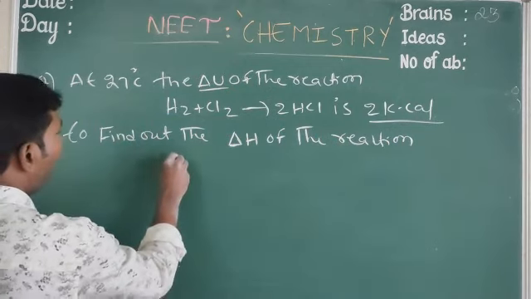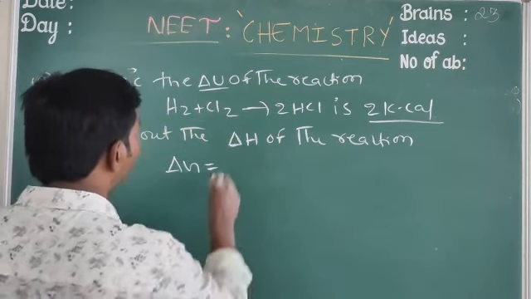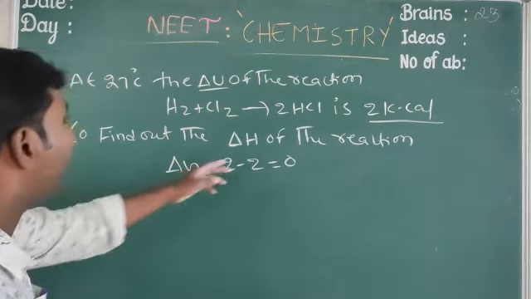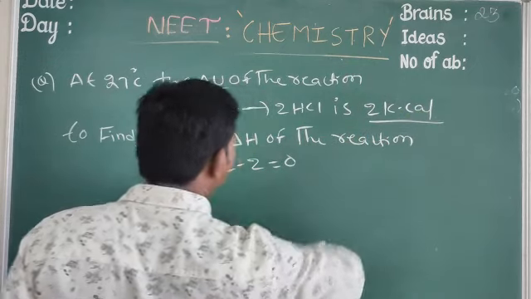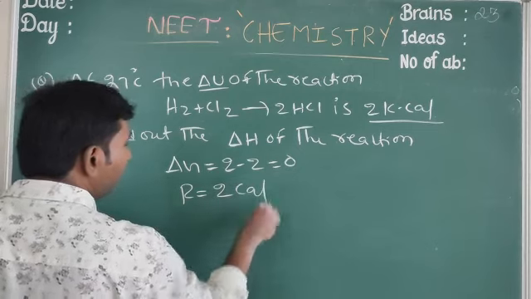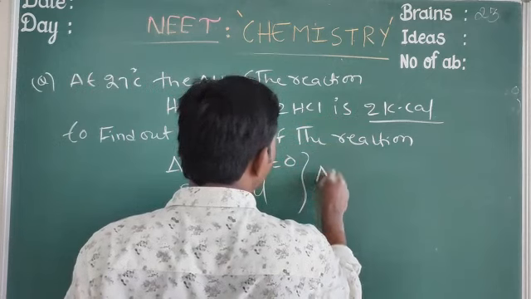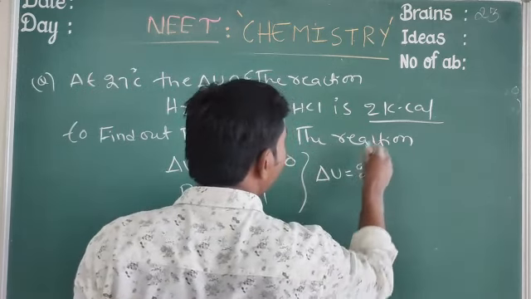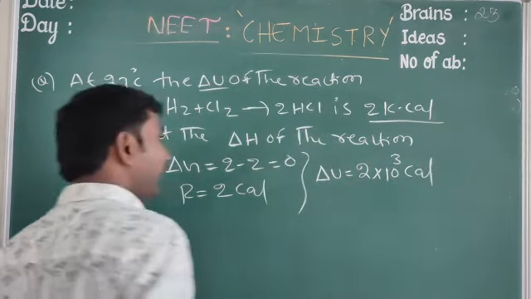First you have to find out del N. Del N equal to 2 minus 1 plus 1, 2; 2 minus 2 equal to 0. Now del N value is 0. Here the internal energy value is in kilocalories, so R value should be taken in calories. R equal to 2 calories. Here del U value converts to calories. The change in energy, 2 kilocalories, converts to calories: 2 into 10 power 3 calories.